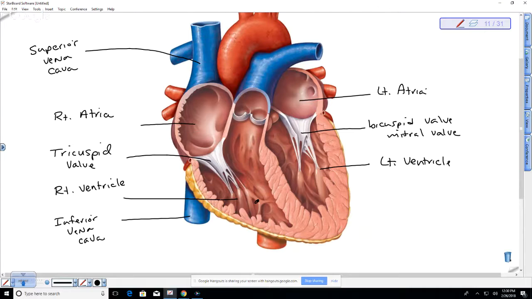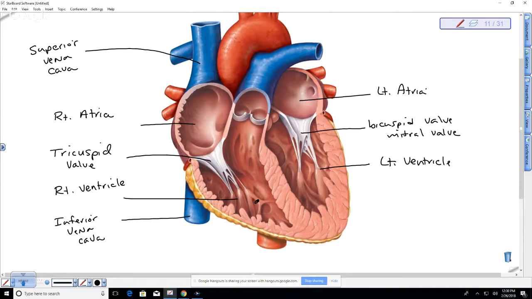And so they can use pig valves. The heart of a pig has valves that are about the same type, and they also have synthetic valves that they can use to replace a worn out valve.